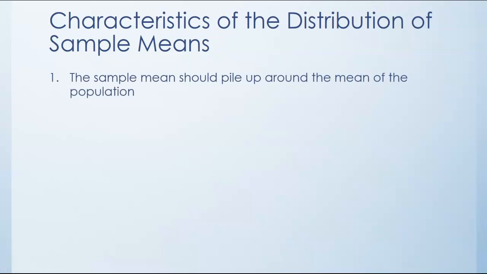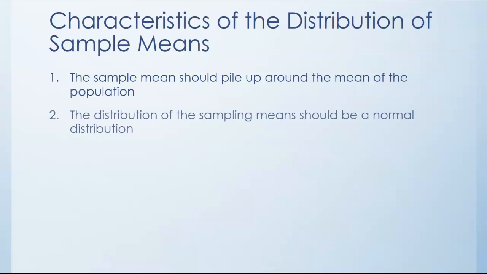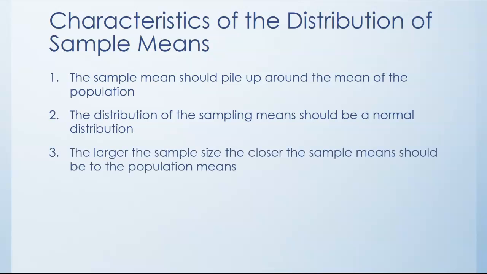Okay, so let's go back and talk a little bit more about our sample means. So let's talk about some characteristics of the distribution of sample means. Number one, your sample mean should pile up around the mean of the population. We were seeing that, where we had a really small standard deviation because most of our data was right there around the mean of the original population data. The distribution of the sampling mean should be normal. Again, seeing that nice bell-shaped symmetric curve shape, even though it was very condensed, it was still nice and symmetric and normal. So we have a normal curve even off of skewed data.